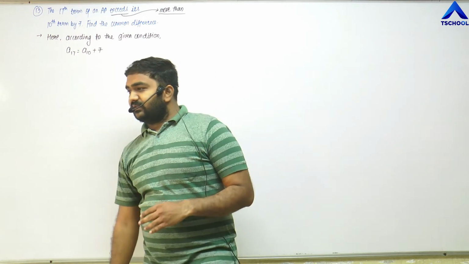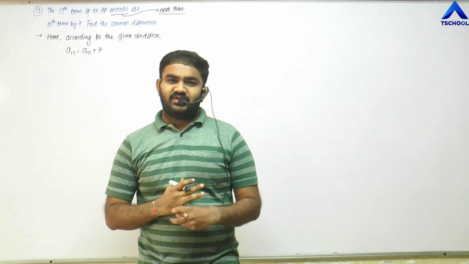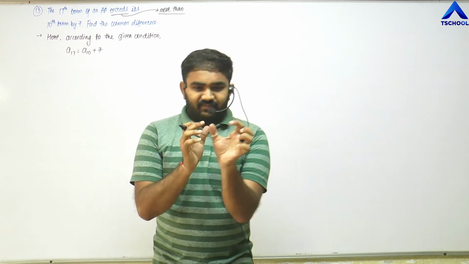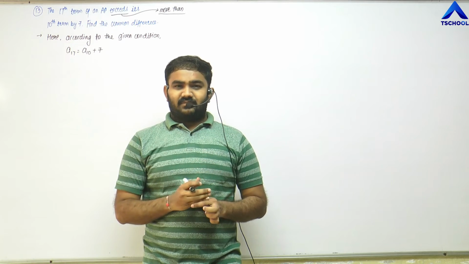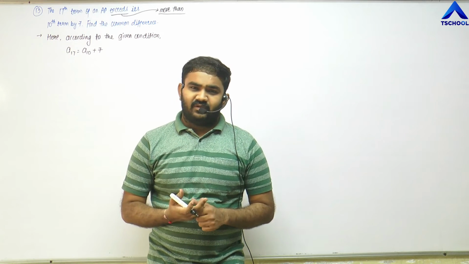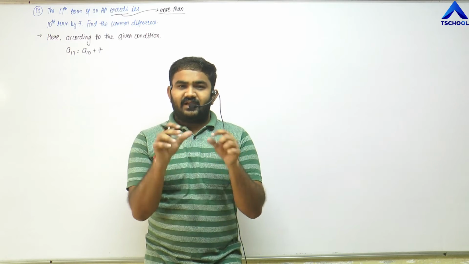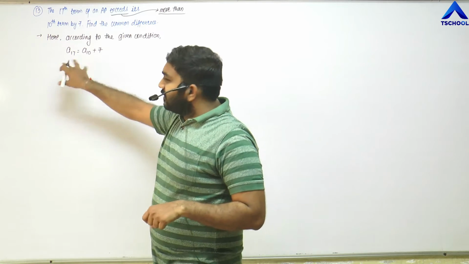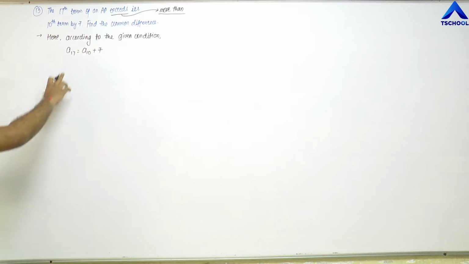If I say that marks obtained by Ram are 10 more than marks obtained by Shyam, first of all we shall take the reference of Shyam, right? Let the marks obtained by Shyam be 25. Then what will be the marks obtained by Ram? 10 plus 25, that is 35. The same condition is being put here, that the 17th term exceeds the 10th term by 7.